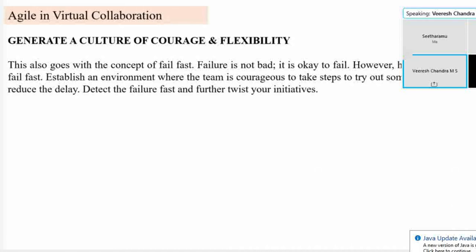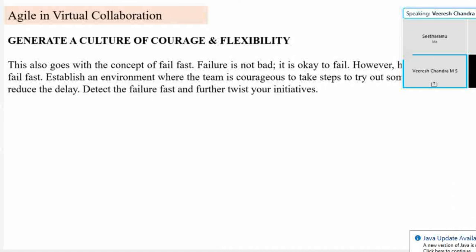So I should give my team members the lenience, I should encourage them to try something new, because failure is never bad. But there is a concept called fail fast. You should fail fast and regain your consciousness, and again go back to the ideate or even the next stage. The key argument is to fail fast and establish an environment where the team is courageous to take steps to try out something new.